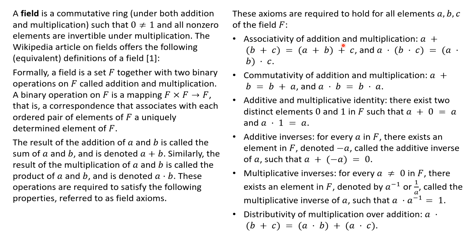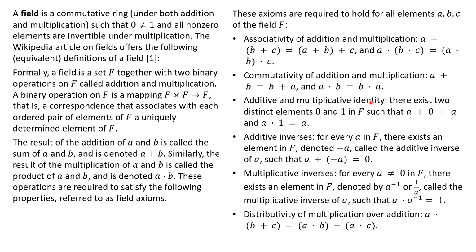So associativity of addition and multiplication. So that's the same for rings. Then commutativity of addition and multiplication. So the multiplicative commutativity is something in addition that we have for fields but not rings. So that's the first difference. There's a second difference, which I'll get to in a minute.